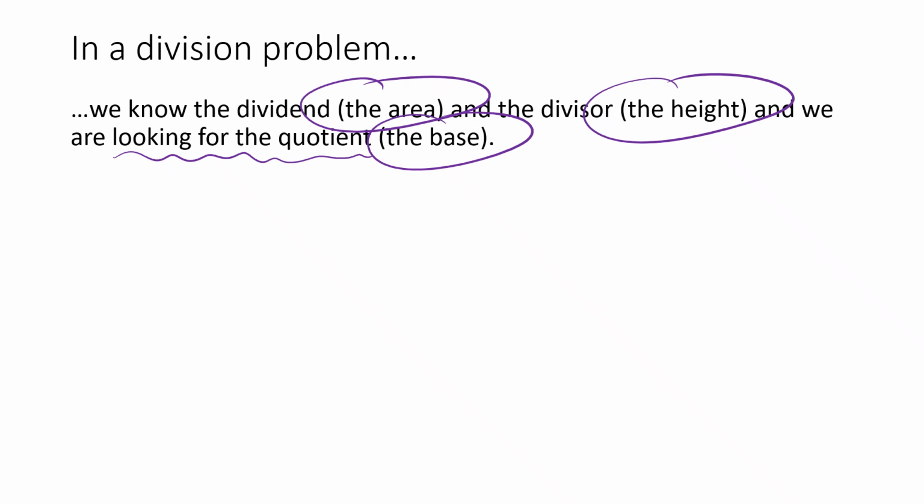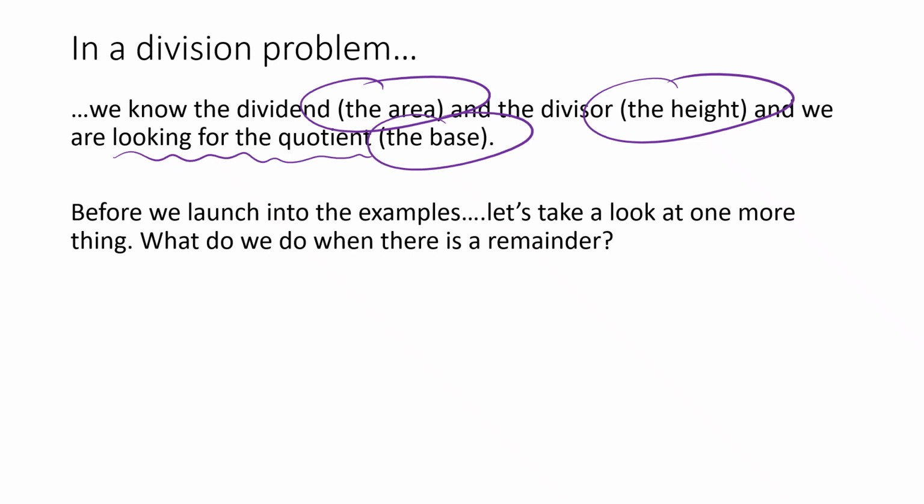So go back to that rectangle with the 30. We knew the area was 30. We knew the height was 5, and we're looking for that other dimension. I can't even count how many times in my own classes on a division problem I have seen students multiply, and that really comes down to knowing what are the things that we're given and what are we looking for.